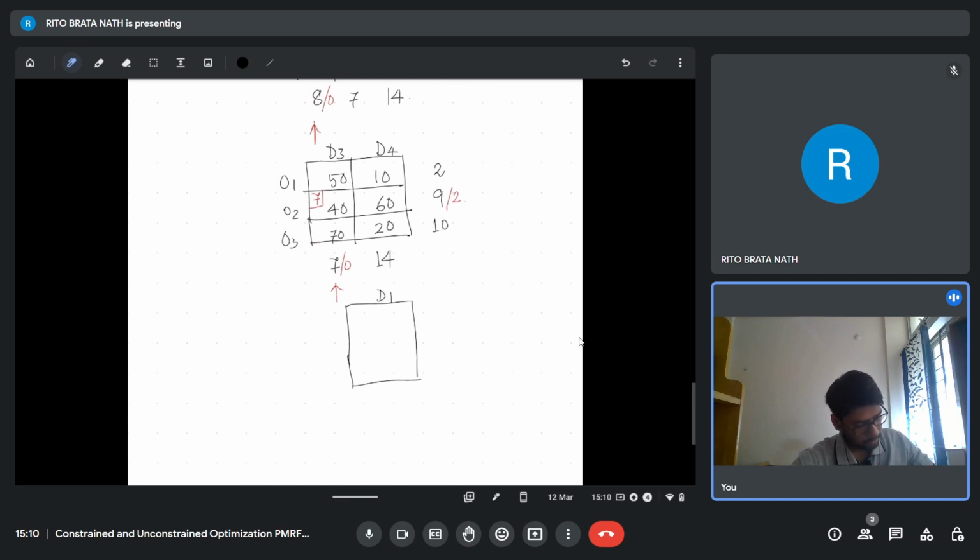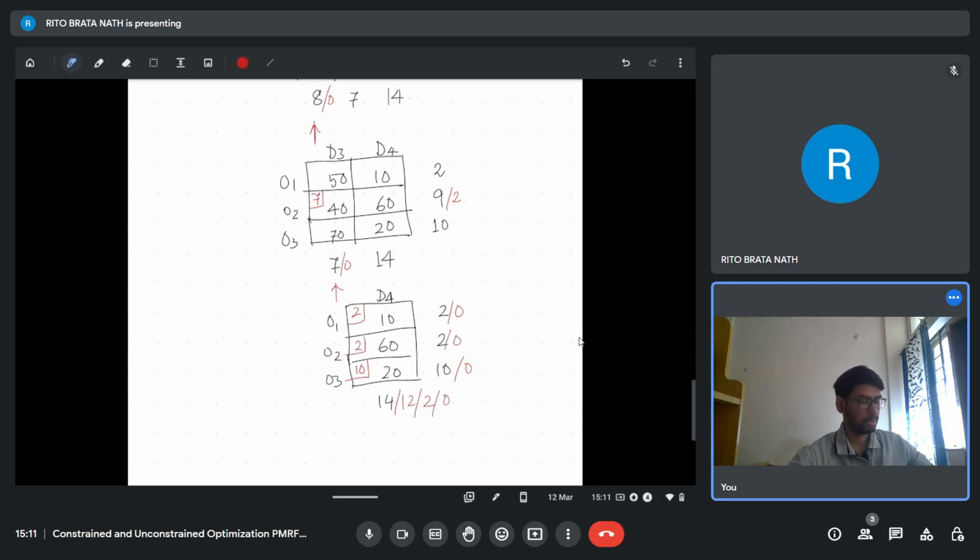So this is D4. So this is 10, 60, 20. This is 2, 2, 10. This is 14. And now the allocations will be, you can allocate 2 here. This becomes 0. This becomes 12. You can allocate 10 here. So this becomes 0. This becomes 2, and finally you can allocate 2 here. This becomes 0, this becomes 0.